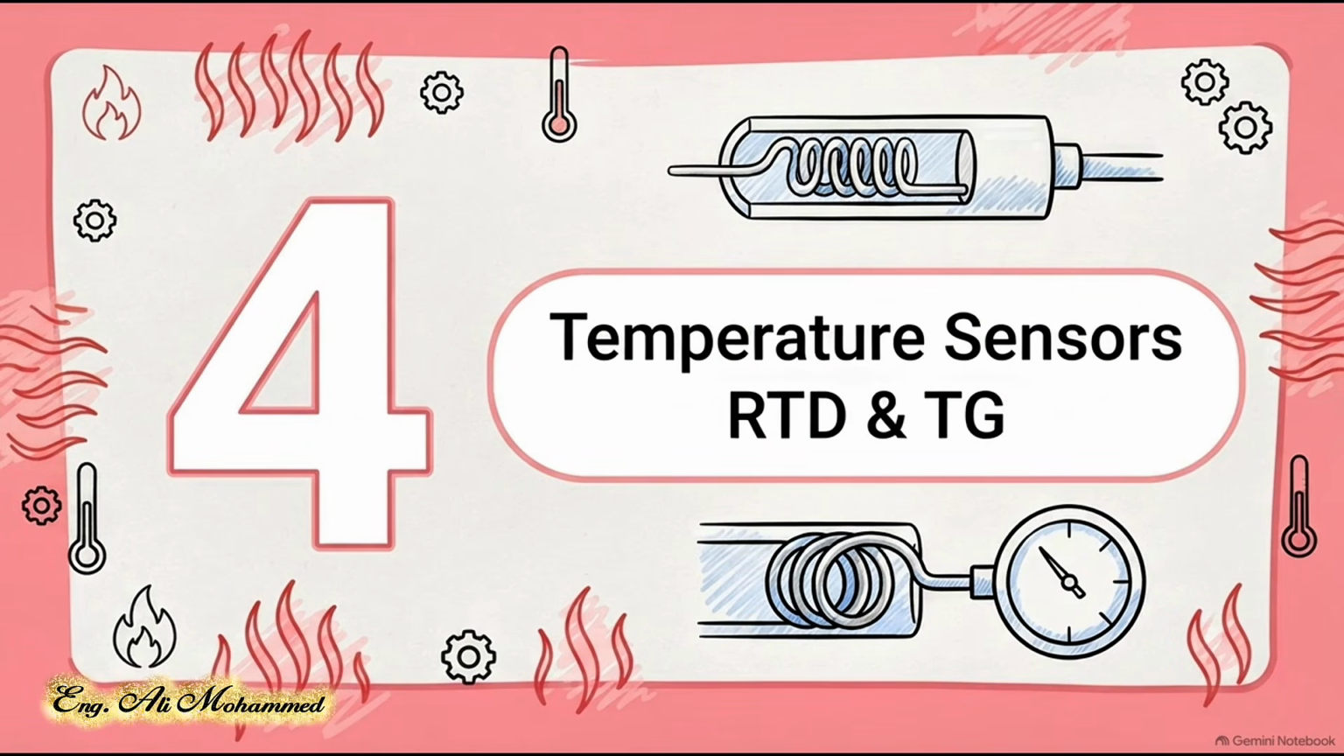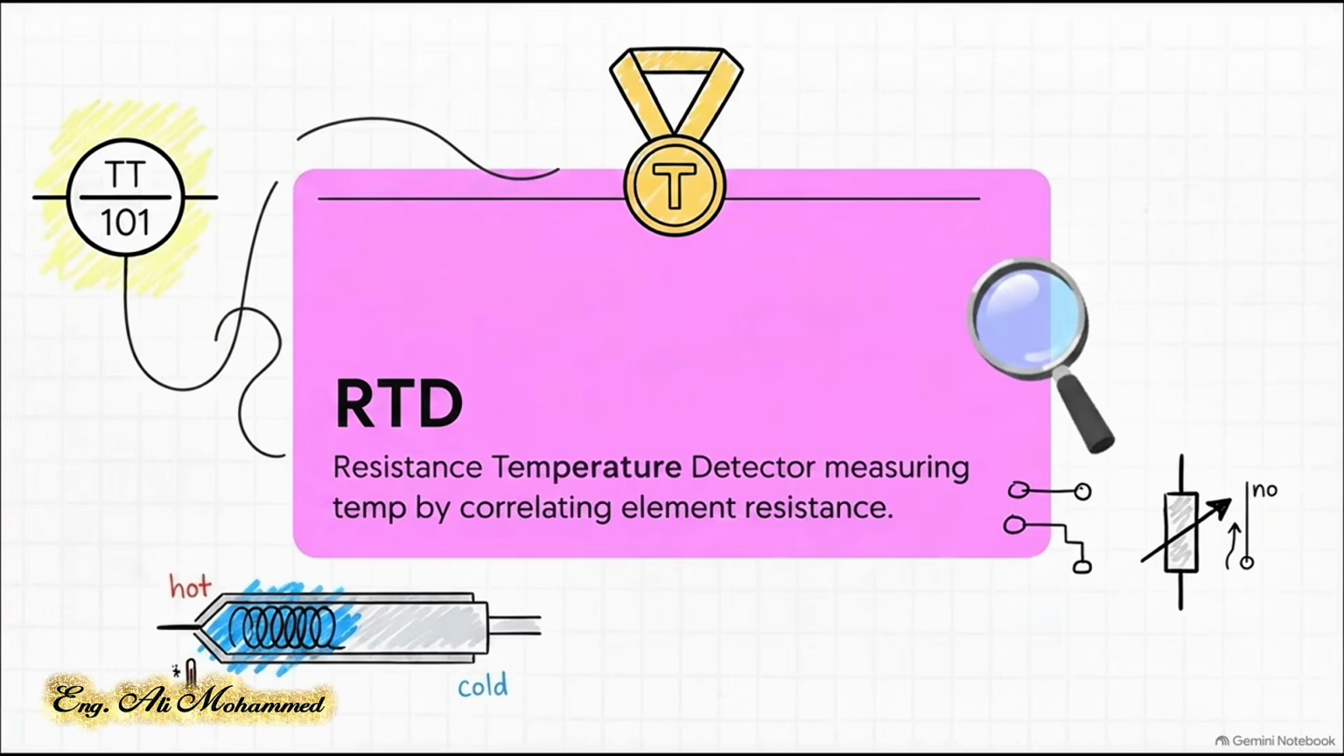Section 4. Temperature sensors, specifically the RTD and TG. Okay, so we know the fluid's speed and its pressure, but how much heat is it actually carrying? Back to our ISA 5.1 standard, the first letter T represents temperature. And the RTD, the resistance temperature detector, is pretty much the gold standard here.